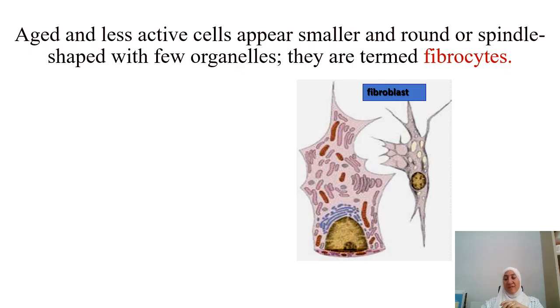The fibroblast, as any cell, shows aging, and these cells will be quiescent, as in the case of the odontoblast. In such a case, the organelles decrease, the shape is reduced, and these cells are termed fibrocytes. Fibrocytes means aged fibroblast cells.